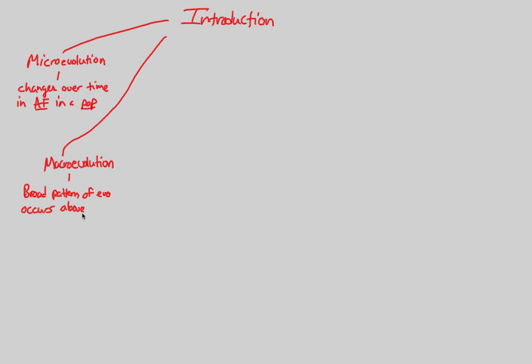It's called above the species, SPP stands for species level. So let's repeat that one more time. Macroevolution is a broad pattern of evolution that occurs above the species level. I want you to underline above the species level. This is something that we're going to be tackling as we move forward. Just keep this in the back of your head for right now.